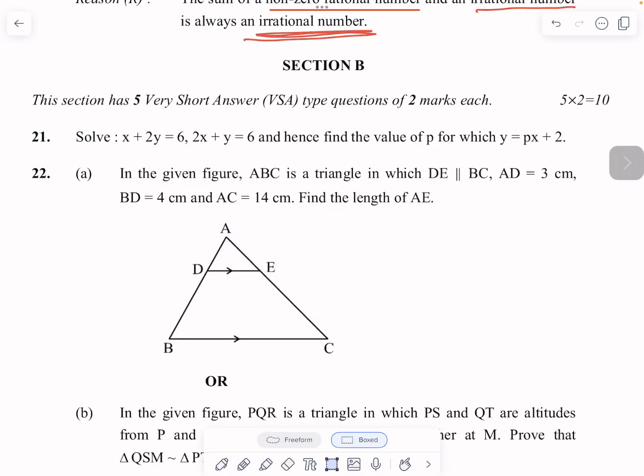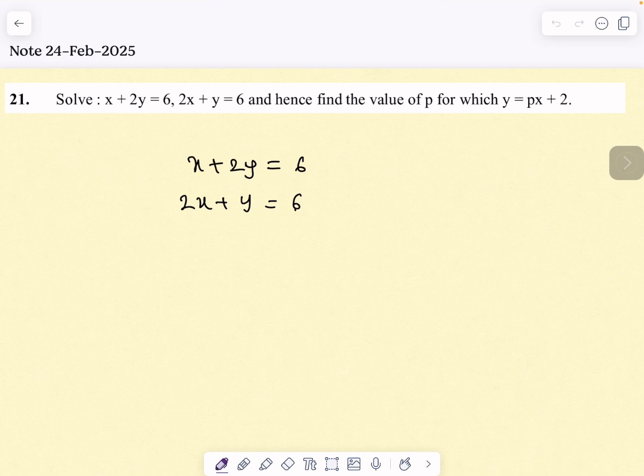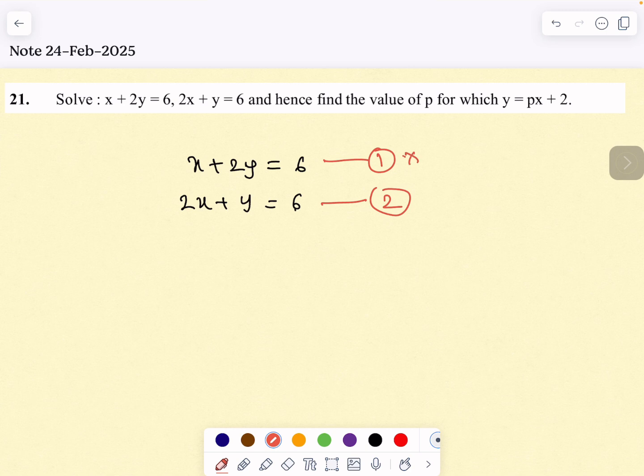Okay. In Section B we have: solve x plus 2y equals 6 and 2x plus y equals 6, and hence find the value of p for which y equals px plus 2. First you solve these 2 equations and find the x and y values, then substitute them in y equals px plus 2. Let us say this is equation number 1 and this is equation number 2. You multiply equation 1 with 2 and subtract it from equation 2.